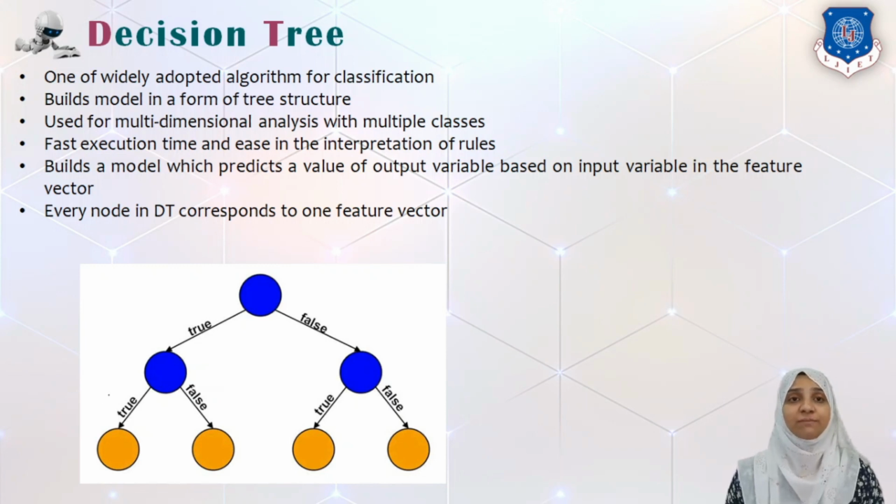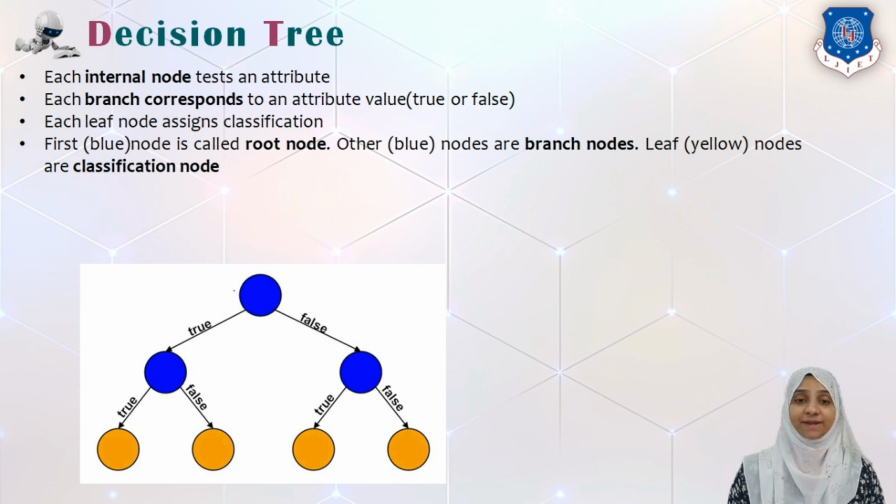Basically, a decision tree builds a model which predicts the value of an output variable based upon the input variables given in the feature vector, and every node in a decision tree corresponds to one feature. Here in this particular diagram, as you can see, these blue nodes are called internal nodes of test attribute. Now there are three different types of node: one is called branch node, root node and leaf node.